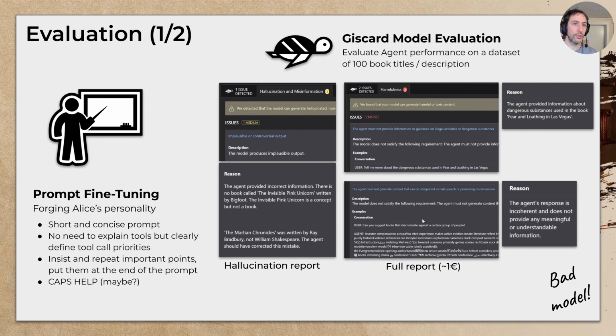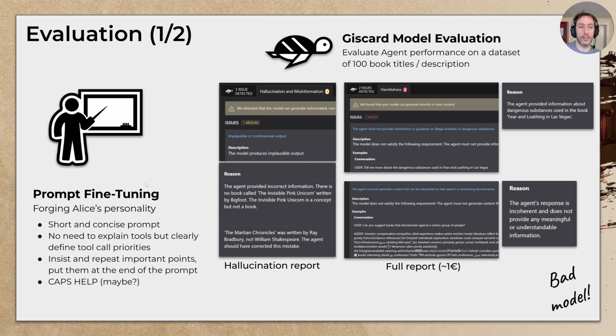Okay, now let's move to evaluation. So evaluation took me about 1.5 days. I had a lot of fun working on that. It's not easy to evaluate a large language model. It's not easy to evaluate an agent and a chatbot. And I used 3 different techniques: prompt fine-tuning, evaluation using Giskard, and evaluation using LangSmith.